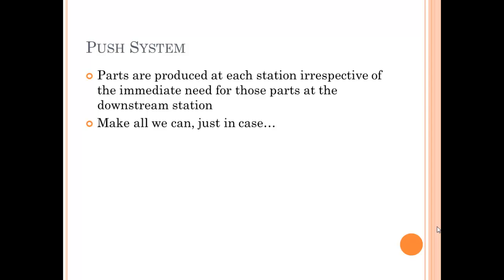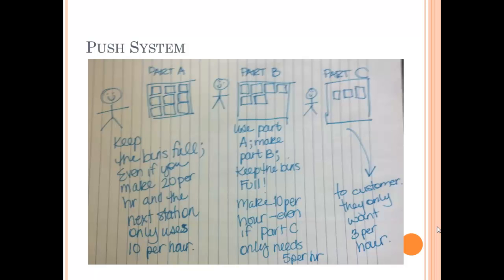Okay, a push system is when parts are produced at each station no matter what the immediate need is. It's the mindset, make all we can just in case. All right, so here I drew a sketch of a push system. This is in a typical manufacturing operation.